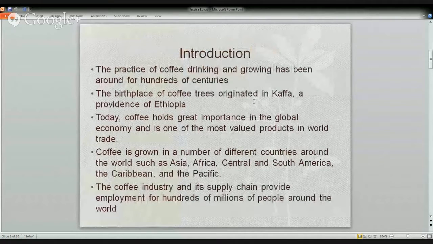So the practice of coffee drinking and growing has been around for hundreds of centuries, and the birthplace of coffee itself originated in Kaffa, Ethiopia. Today, coffee holds great importance in the global economy and is one of the most valued products in world trade. Coffee is grown in a number of different countries such as Asia, Africa, Central and South America, the Caribbean, and the Pacific. And the coffee industry and its supply chain provide employment for hundreds of millions of people around the world.